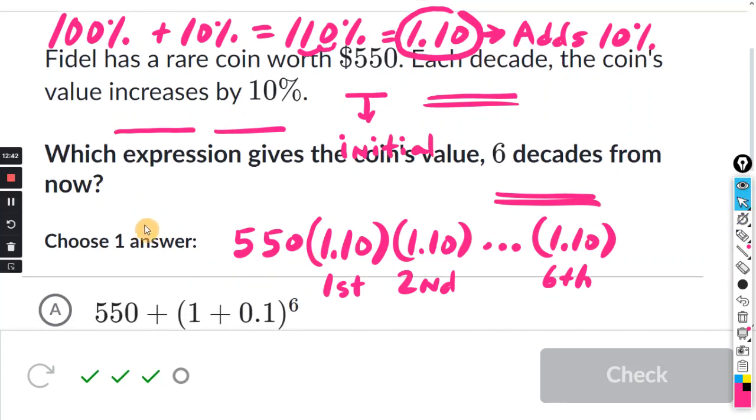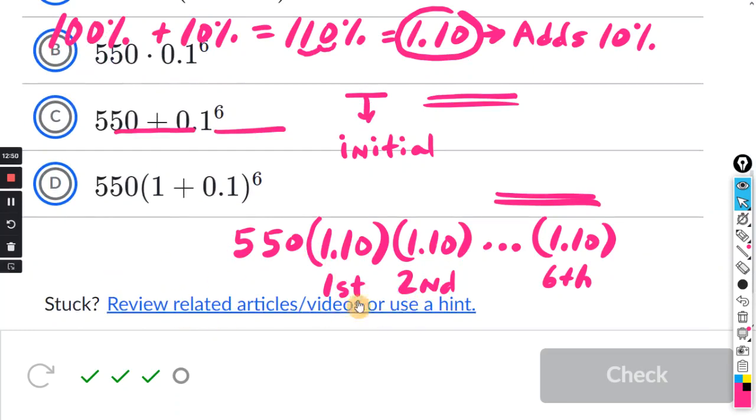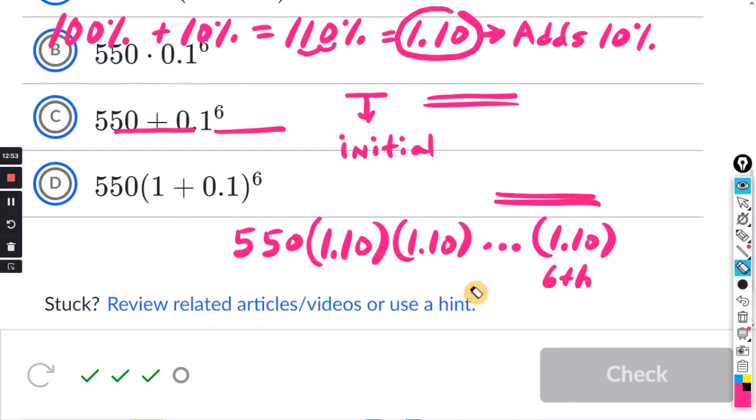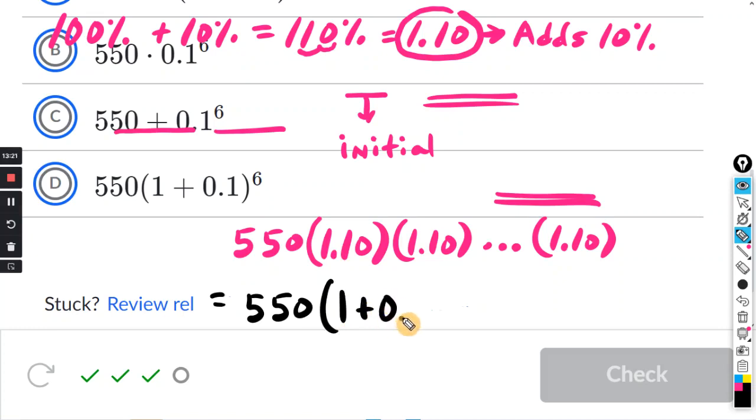Now, I'm pretty sure what they do most of the time, for the part that is in parentheses, they like to add. All right, so if I were to convert this, they like to add and they like to use the exponent. All right, so I'm going to convert this into their type of answers. All right, we always start with the initial value, the 5.50. But instead of 1.10, they like to do 1 plus 0.10, okay, because that's adding 10%. And since we said we were going to multiply by that 6 times, we raised that to the 6th power, okay?